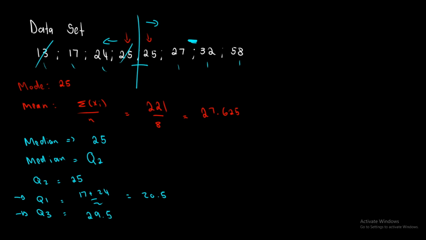Okay, so what exactly can I do with these values? First things first, let's find the interquartile range. You can use the interquartile range to determine if there's any outliers in your data set. So essentially some value that does not belong there. You can think about it that way. To find the interquartile range, it's going to be Q3 minus Q1, which is 29.5 minus 20.5. That gives me 9.